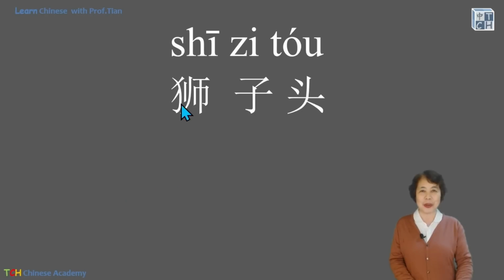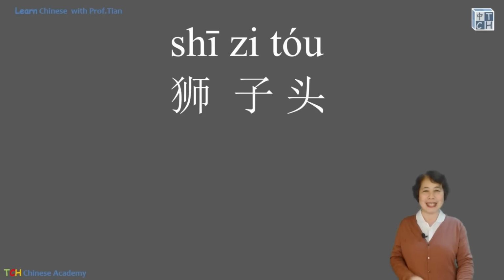This one is called 狮子头. So what does that mean? Perhaps we'll say 狮子. Does that mean the lion? Yes, it's exactly the lion. Yeah, 狮子. And 头 means the head. So are we going to eat the head of the lion?